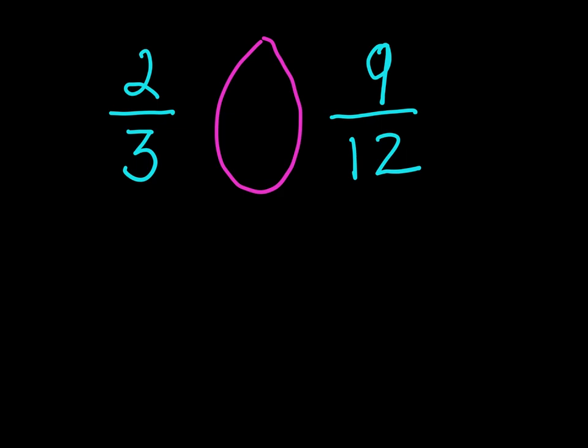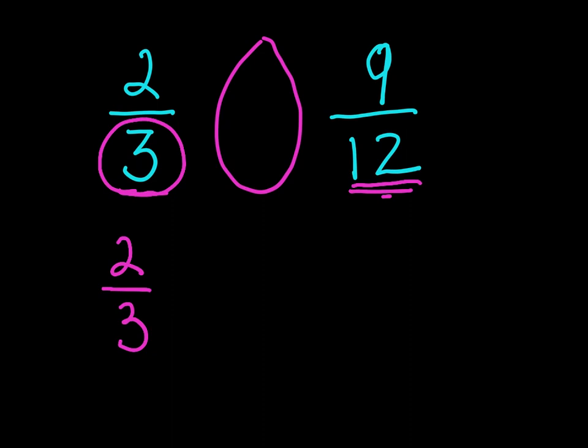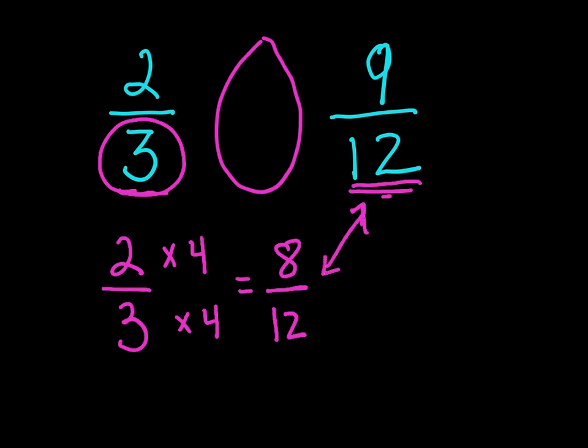2/3 is greater than, less than, or equal to 9/12. Well, if I look at this very carefully, I'm noticing that the denominators we can really work well with because they have something in common. If I want to get this denominator to match this denominator, what would I have to do? Well, I would have to multiply by 4. And remember, whatever I do to the bottom, I have to do to the top. So now this becomes 8/12. Aha! Now we can compare them very quickly.